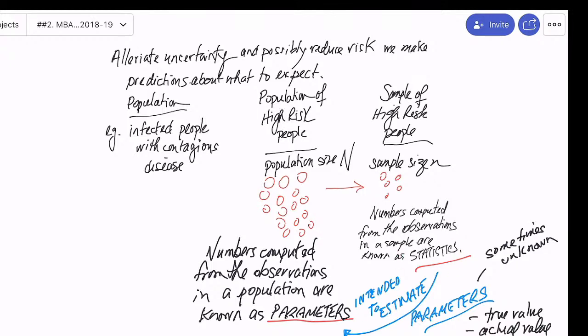So statistics are as good as the data they came from. The data has to be collected properly in a representative, meaningful way. And then, depending on that, it will be a good or bad estimate of the parameter. Okay, so some examples of statistics. You guys wrote out some examples.